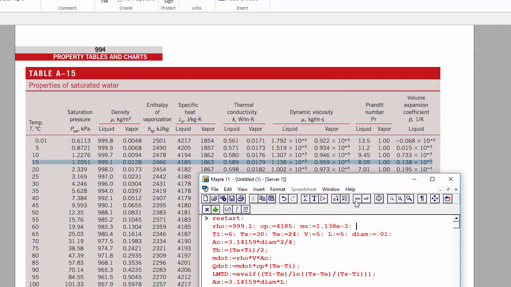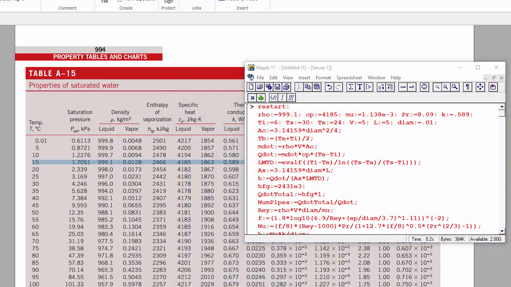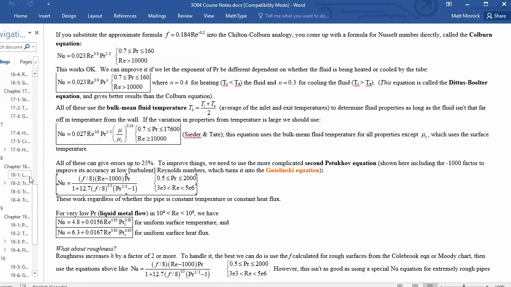The Prandtl number is 8.09. The conductivity is 0.589. And the last parameter that we don't have yet is the roughness of the copper. And for that, we're going to look at a different spot in the textbook.